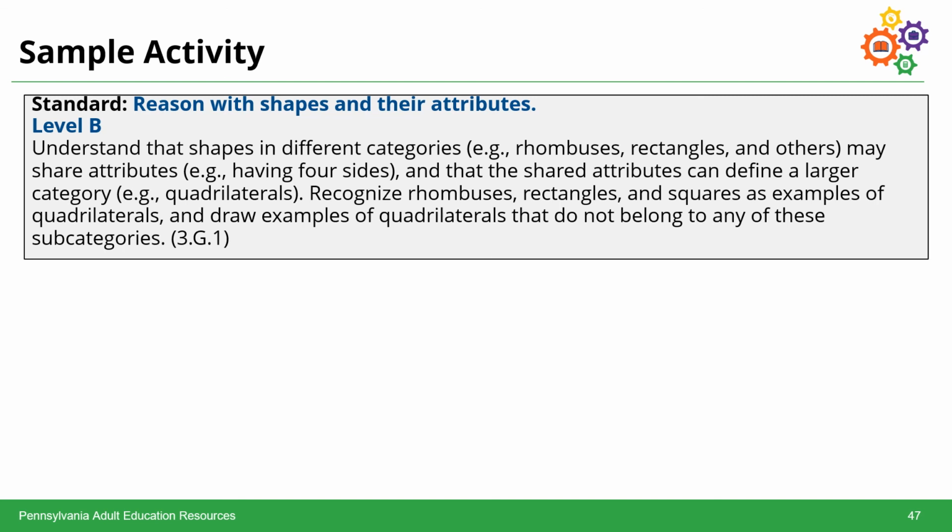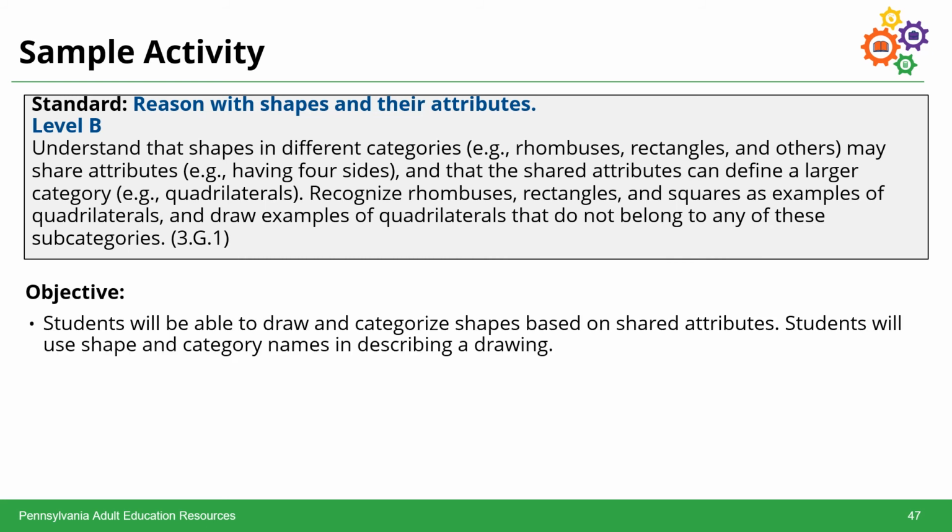When developing a sample activity, it is important to ensure the activity's alignment to the standard and objective. Here, our sample objective is: students will be able to draw and categorize shapes based on shared attributes. Students will use shape and category names in describing a drawing. Take a moment to make some observations around the standard and the objective. Notice the objective identifies the skill, content, context directly from the standard.